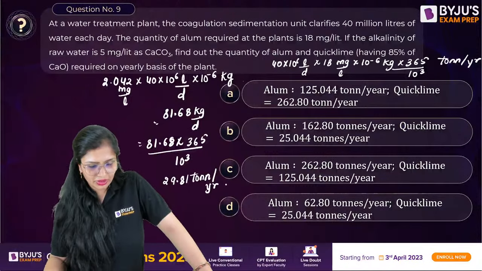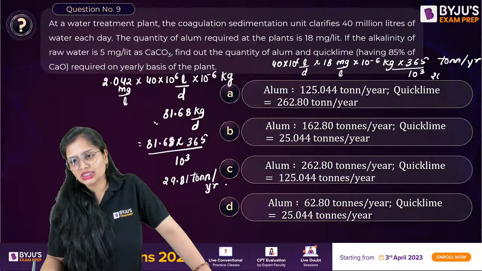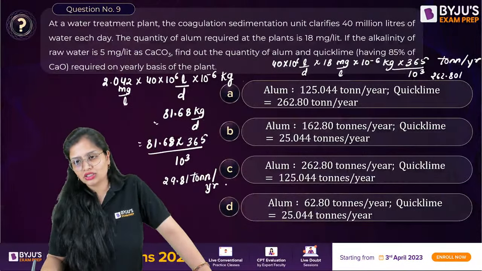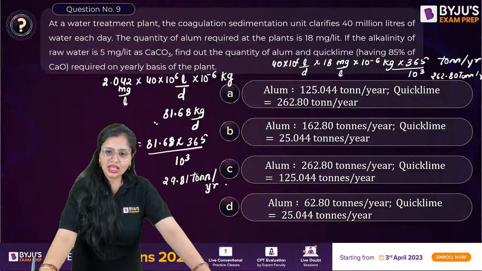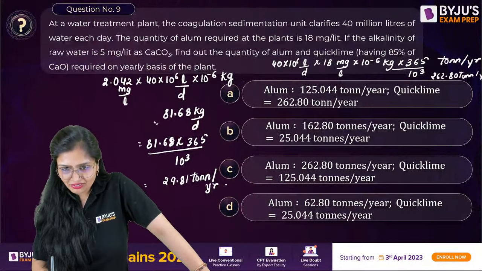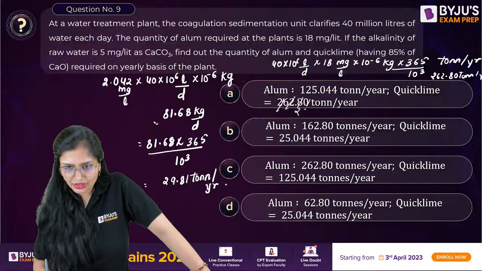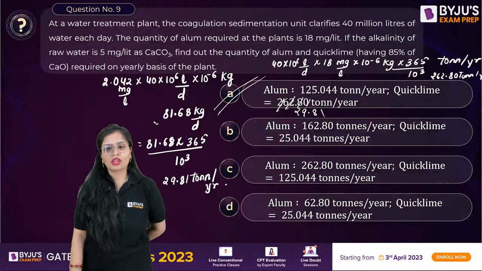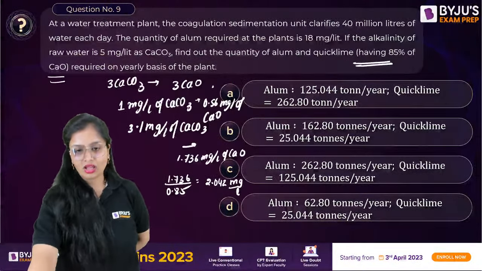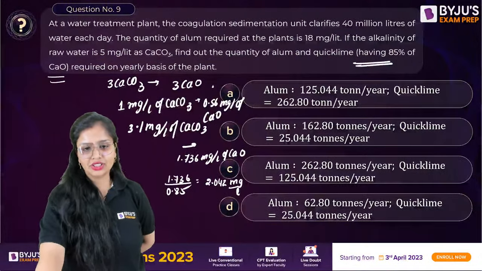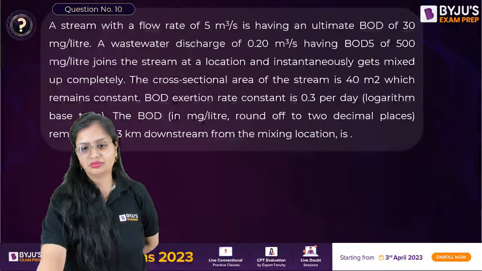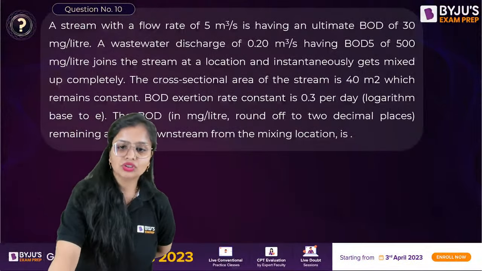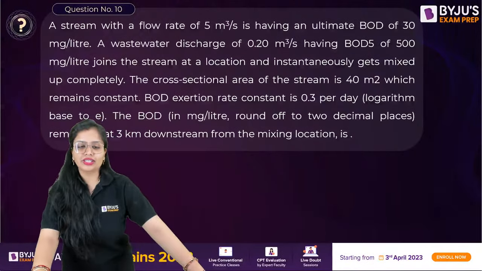Calculations you guys can do it. So it will come out to be 262.80 tons per year. The quicklime, it has to be 29.81. Why they have written 262? This has to be 29.81. That's it. So A will be the answer. The calculations you guys can check it once if it is needed. Okay. This question. How can you forget these types of questions?